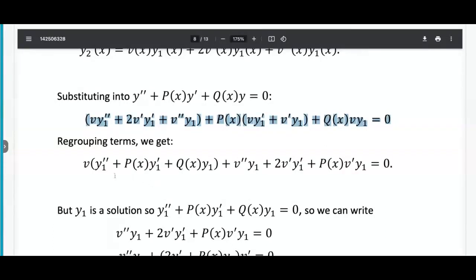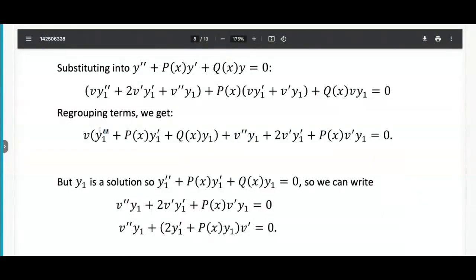If we regroup with this, Y double prime, P, Y prime, Q, Y, with this V double prime, because again, you see, we have it in the PQ form. And the rest is just V prime, V prime y1, V prime y, but this one with some p of x. This is V double prime. So basically, we want to form something like this.